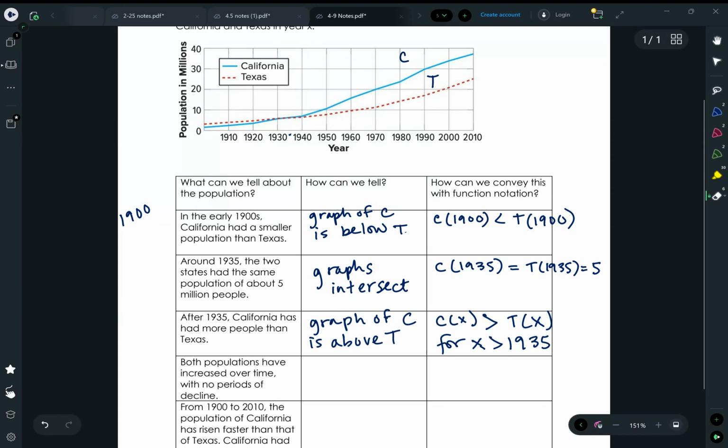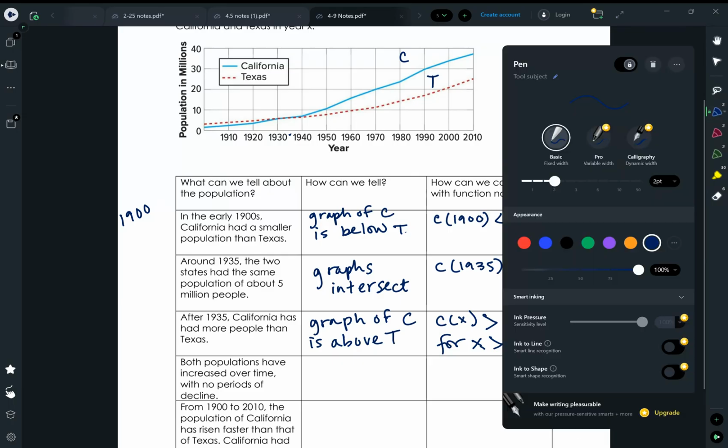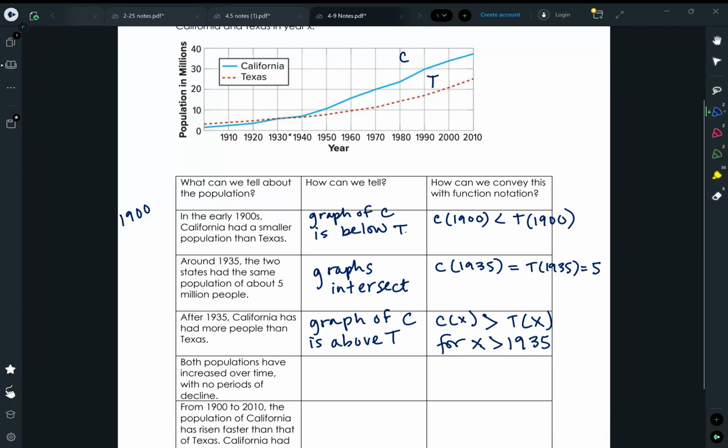All right, let's see the next one. Both populations have increased over time with no periods of decline. We can definitely see that. California starts here, and the population is never going up and then back down. It's always just going up, so that tells me that it's always increasing. Same thing with T. T is always going up. It's not going up and then back down. That would be bad. So in both cases, they're both increasing.